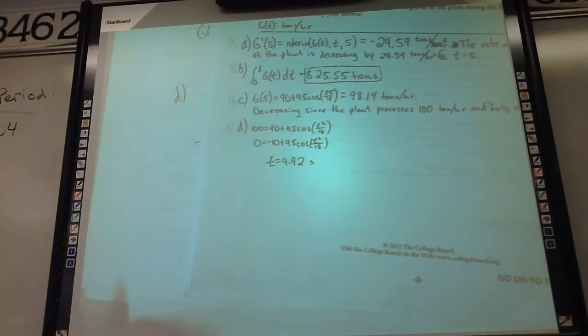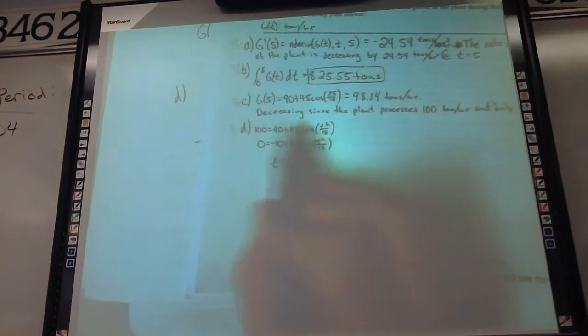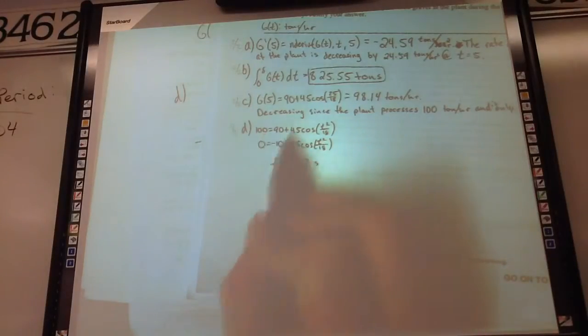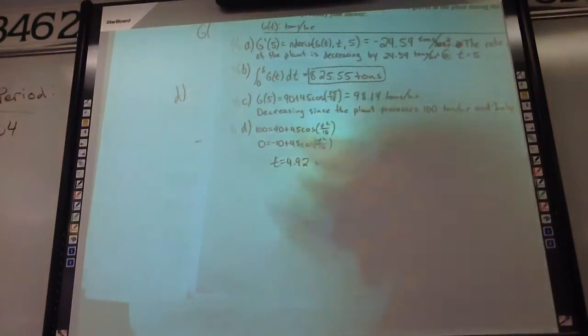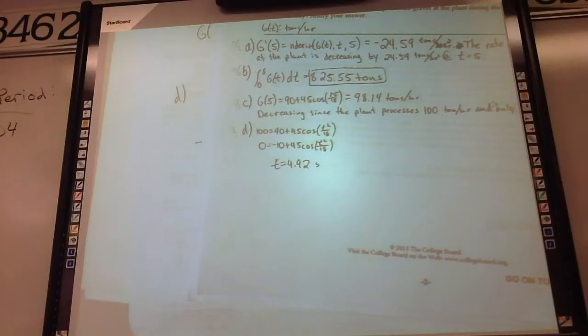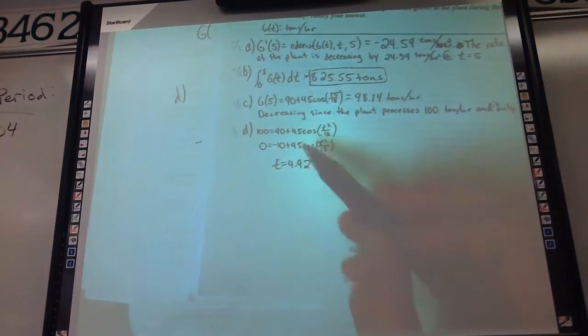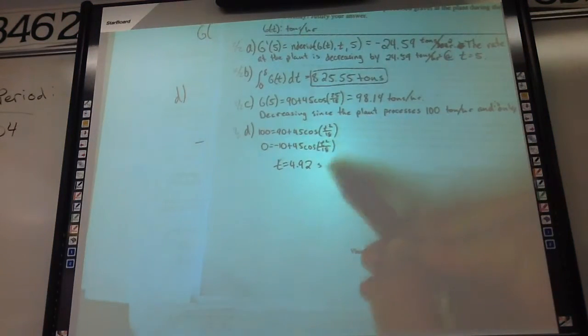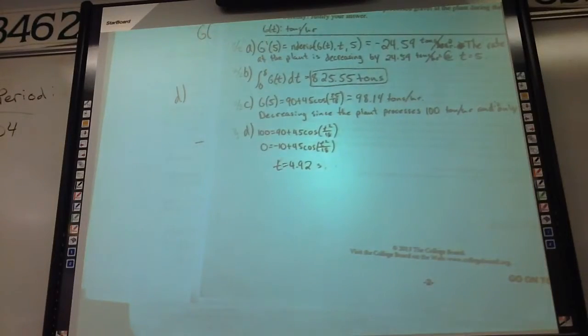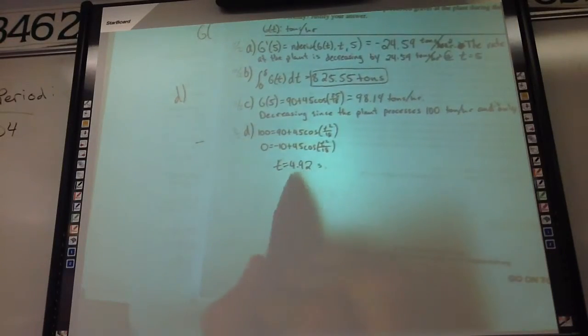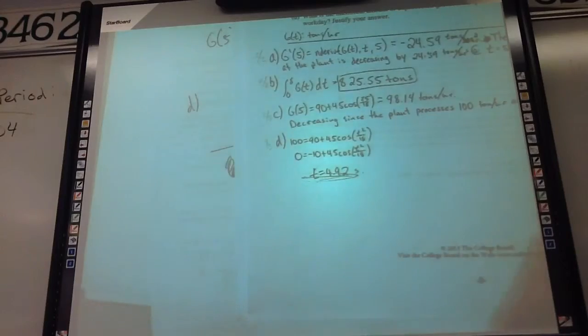How did you do that without showing work? It is showing work. Tons per hour equals 100, minus 100 from both sides. I graphed it and found the zero. It's okay, they know you have a calculator. So now I know t is at 4.92.